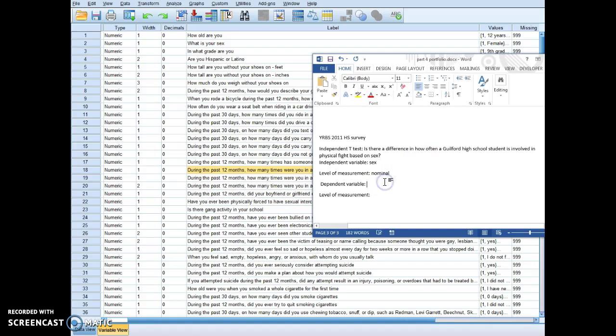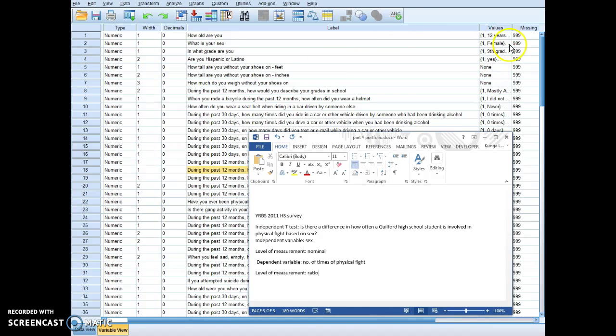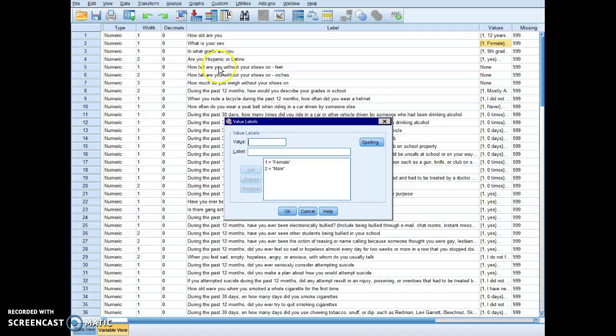And the dependent variable is a variable that is dependent on the independent variable and can change according to the independent variable. And so here it is the number of times a student is involved in a physical fight. And the level of measurement is ratio, because the value can range from 0 to 100, and 0 has a real value. Therefore, now that we have identified an independent variable and a dependent variable, we can run the independent sample t-test. Before we run it, we need to look at the coding of the independent variable.